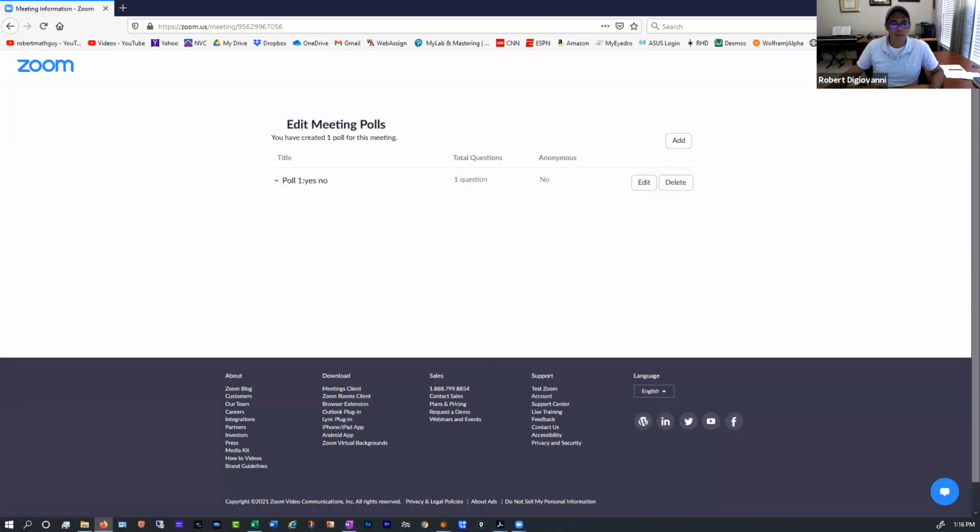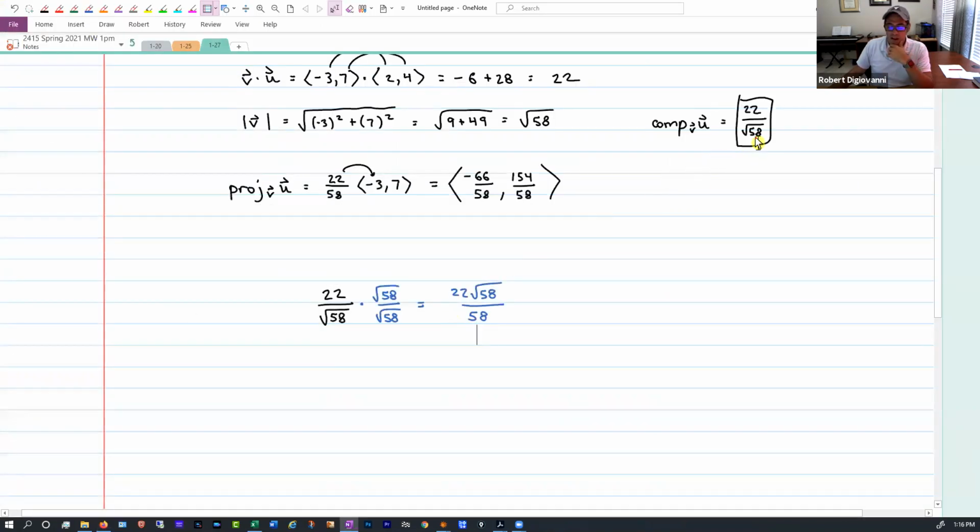All right, here we go. So my question to you, and if you can't get to a poll, if you're on your phone or something, don't worry about it. My question to you is, do we have to rationalize this? Are you allowed to leave square roots in the denominator? Yes or no? So I guess my question is, is this answer over here okay? Yes or no? Let me pose it that way. Is this answer okay? Yes or no?